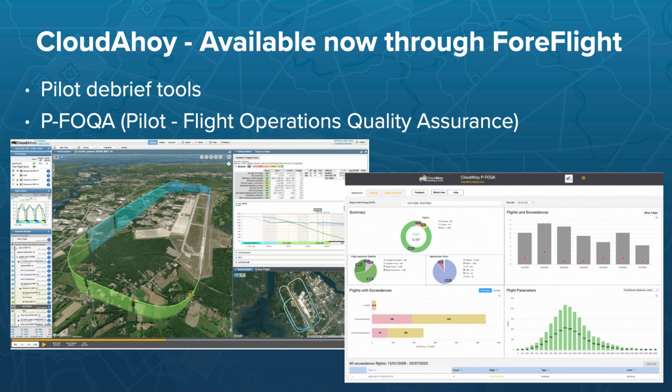Another thing that Cloud Ahoy has brought to the table is PFOQA, which stands for Pilot Flight Operations Quality Assurance. And that gives a flight school administrator the ability to look at all of their flights in sum for a particular time period, whether it's the past month or the past quarter. You get a dashboard of all the flights that have been taken. And within that dashboard, you can identify flights that have certain flight characteristics that are outside of normal. Maybe you set your parameters such that a pilot was banking too steeply, or maybe they were too fast on their approach, or their approach was unstable.